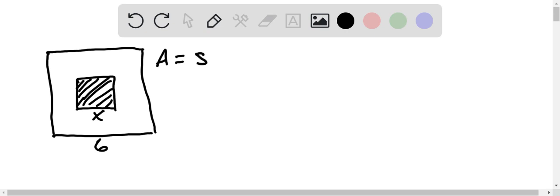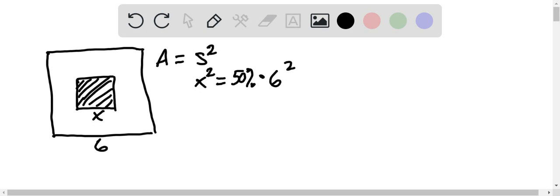It's just side times itself. So the area of that inner square is going to be x times itself. The area of the outer square is going to be 6 times itself. And we want this inner area to be half or 50% of the outer one. We want this to equal 50% of, or times, that outer area.